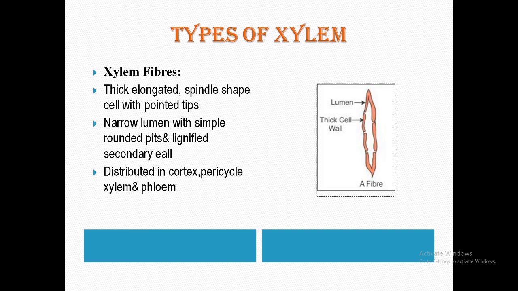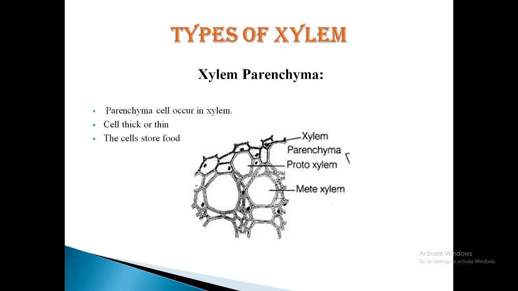So we already know what the xylem fiber is. They constitute the integral part of the xylem, and it is developed from the same meristematic tissue as the other xylem cells. The extraxylary fiber is distributed in the cortex, pericycle, xylem and phloem.